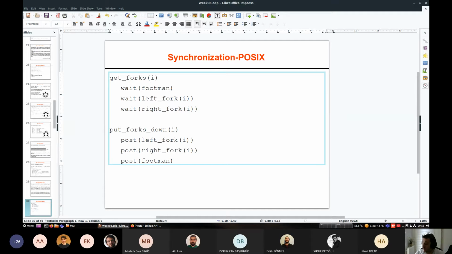Now, who is going to be the process, the unfortunate process that will be stuck at wait footman? Well, it will be a random process. It is up to the kernel to decide who gets to eat or not.